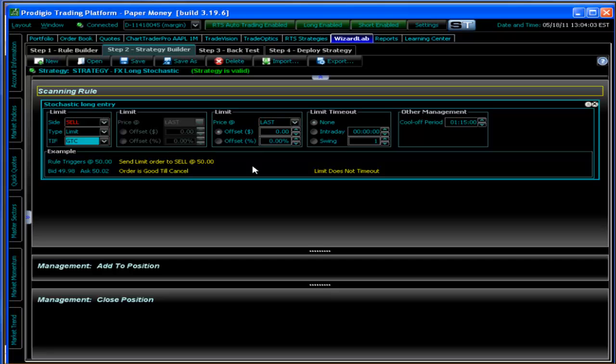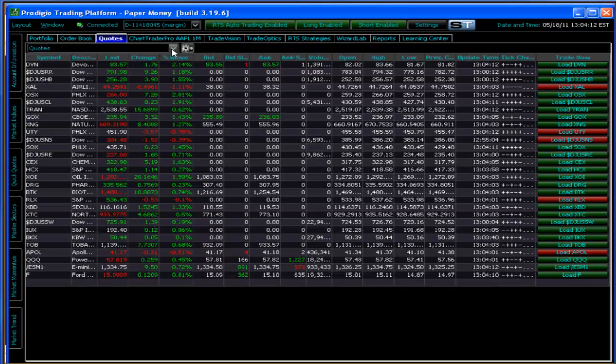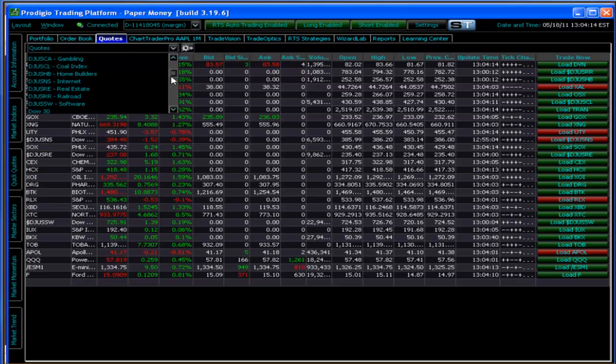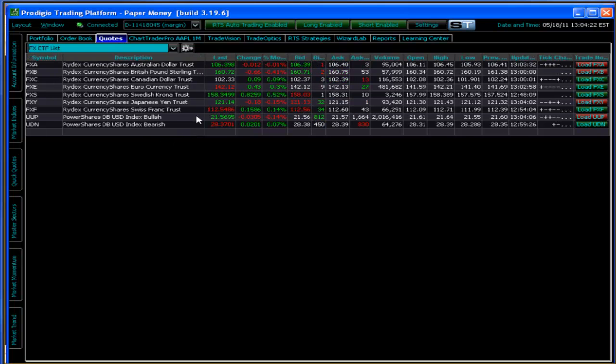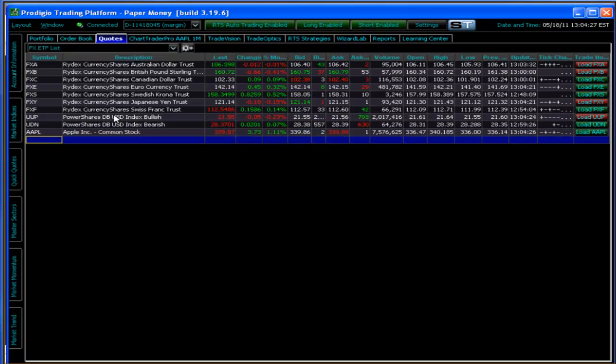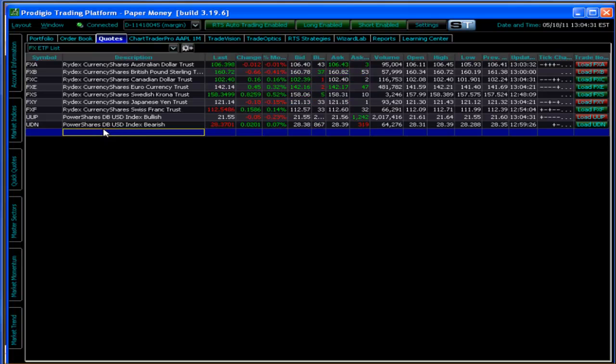Prodigio is a scanning system. It's a robotic scanning system. As such, it finds trades in real time and it finds them on a symbol list. So before, we built a symbol list by going into quotes and we built this FX ETF list, and let's see, okay, it's up here at the top. I like to use quotes to edit these symbol lists because I could just add in another one right here and that adds it in right away. But anyway, that's not Forex related, so let's take it out.